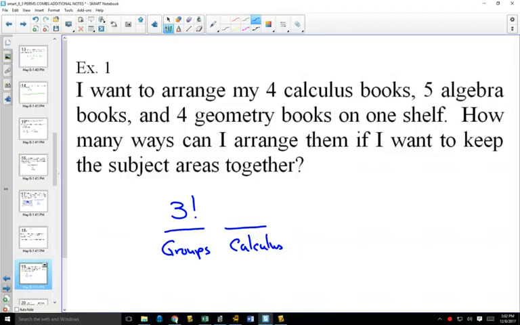Well, I have 4 calculus books. How many ways could I arrange 4 calculus books? 4 factorial. And then my algebra books. 5 factorial. And finally my geometry books. 4 factorial. And we multiply all of these together and it will tell me how many ways I could arrange them all if I kept the groups together.